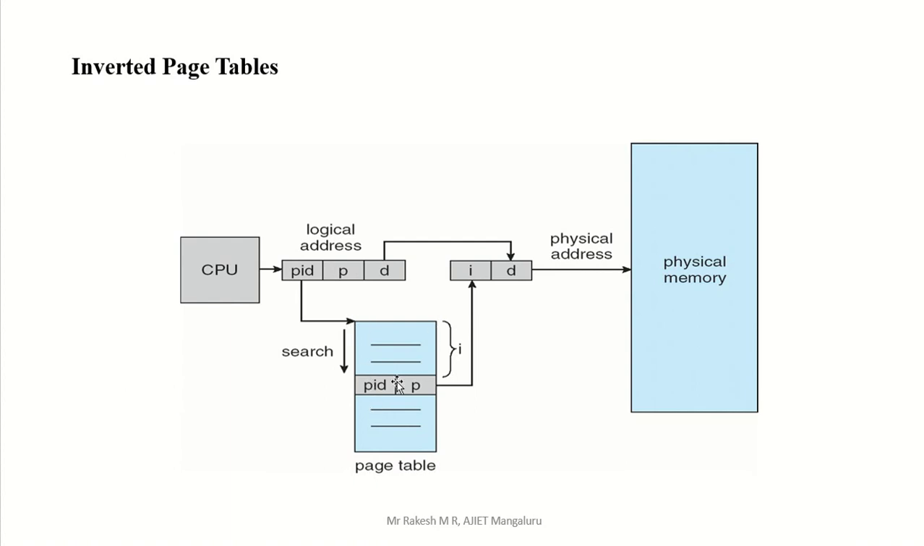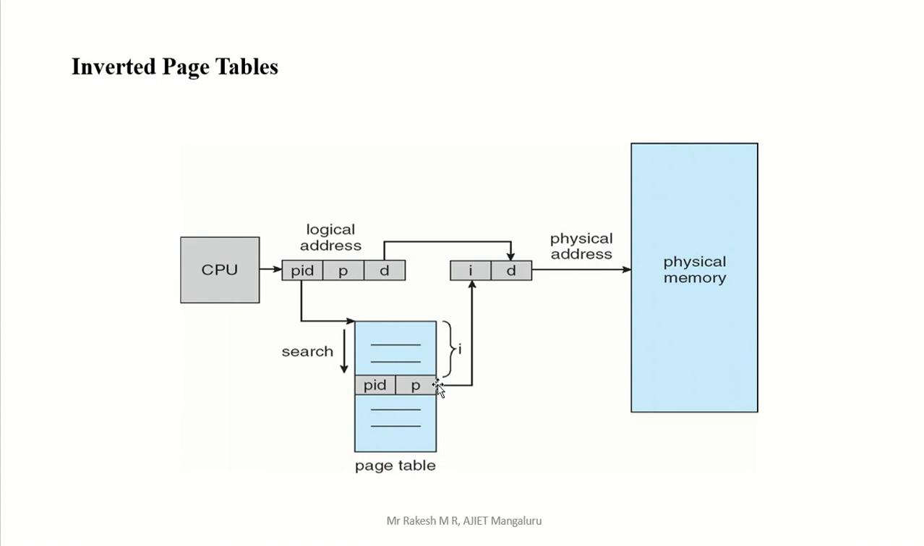Once you get that match, you have to find the corresponding frame number. You have to search linearly. The linear search method is what we use in the inverted page table method. So it searches one by one. When it reaches the entry, yes, your required process ID and page number are there. So you will get this. The corresponding frame number is there outside, that means outside the page table we have the frame number.